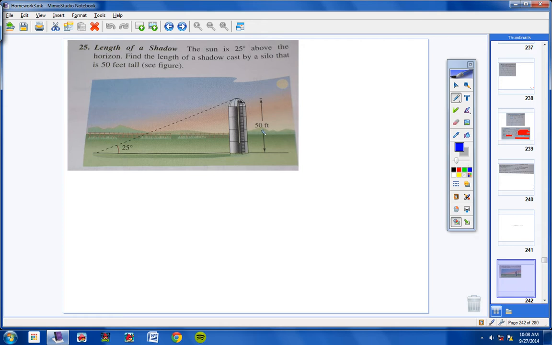Number 25, sorry about that. Number 25 reads, the sun is 25 degrees above the horizon. Find the length of a shadow cast by a silo that is 50 feet tall.